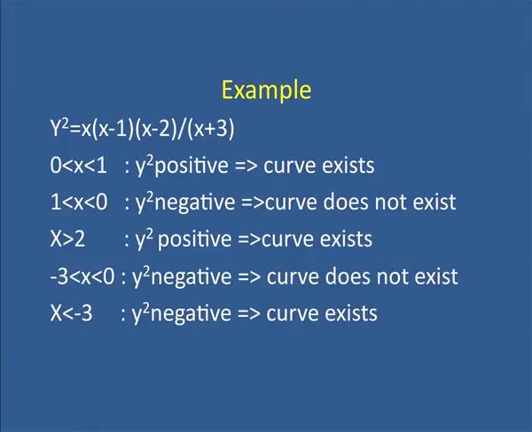Therefore, the curve exists in the interval 0, 1. Similarly, from 1 to 2, y square is negative, so the curve does not exist. For x greater than 2, y square is positive, therefore the curve exists. Similarly, for x between minus 3 and 0, it is negative, the curve does not exist. And now if x is less than minus 3, y square is negative, so the curve does not exist. This shows the existence of the curve in different parts of the plane.